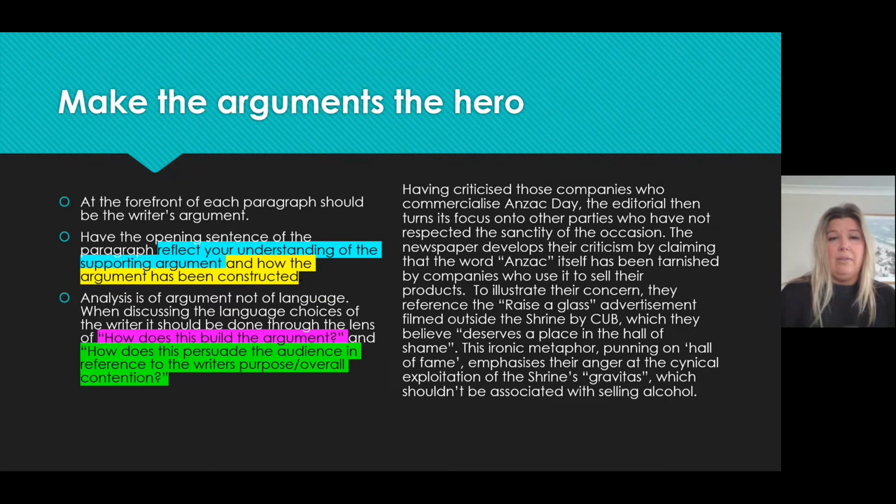So make sure that when you are writing, you have an introduction to the argument in your opening sentence. Then you might talk about the language, but then you have to come back to the argument. Then you might talk about some more language, but then you must come back to the argument. Please make sure that you are doing that. If you are just talking about the audience, then you are not actually making the arguments the hero.